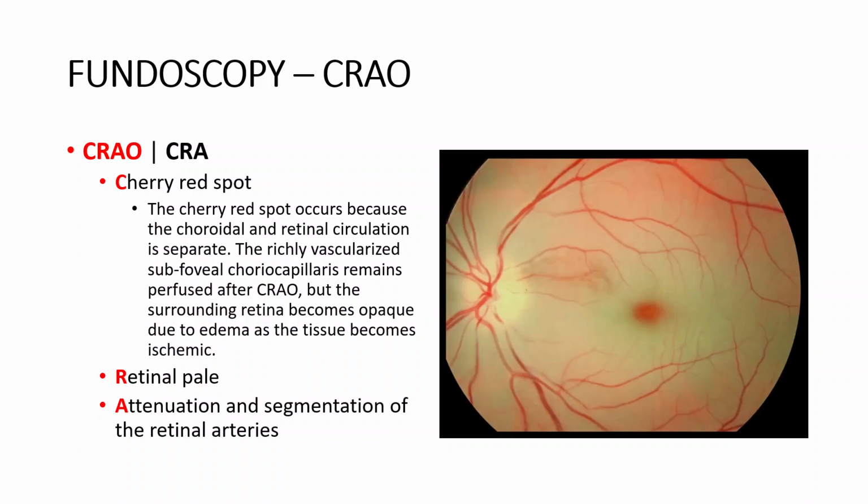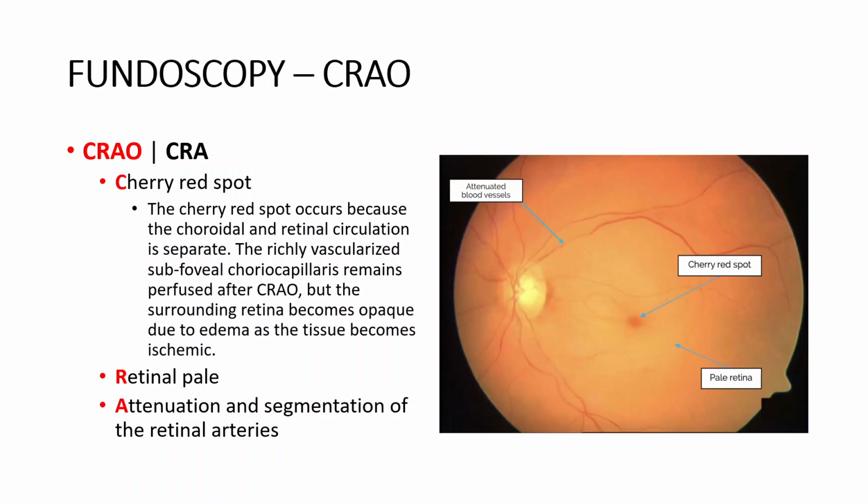So we have a pale retina. Now there is a red spot, and that area is not receiving blood from the retinal artery, so it's still rich, it's looking very pink, and that's what we call the cherry red spot. And we have segmentation because of the decrease in the volume of blood in the retinal artery. There is segmentation and attenuation of the retinal arteries. So you can look at this.